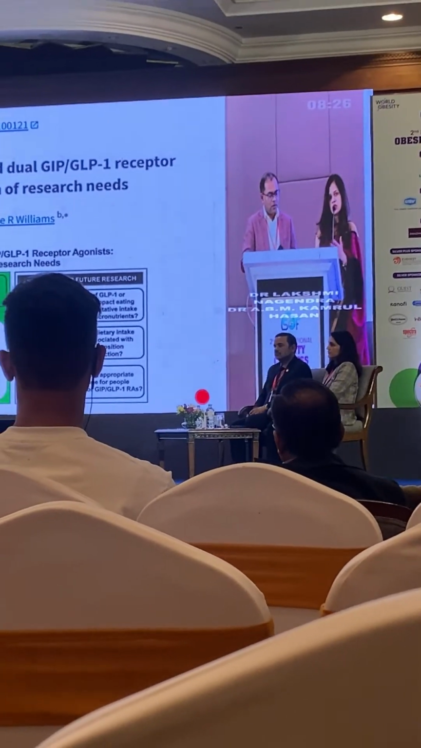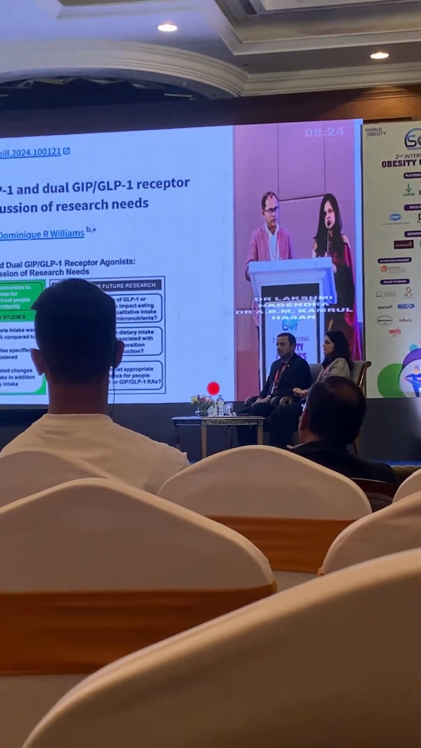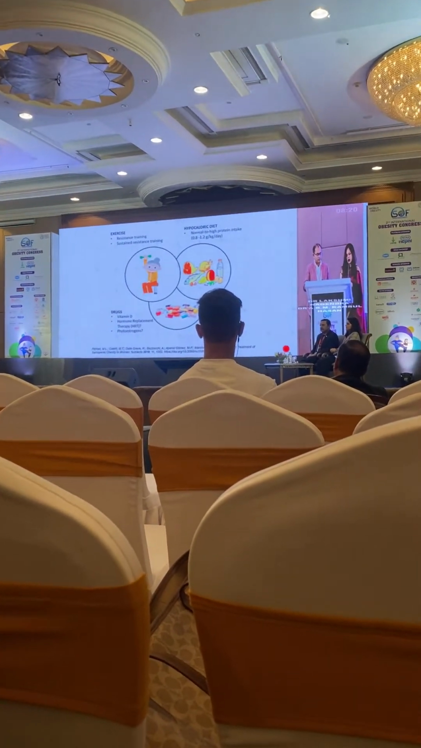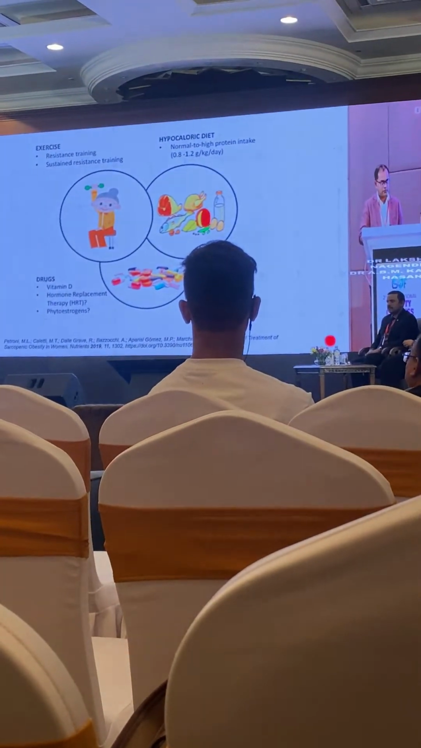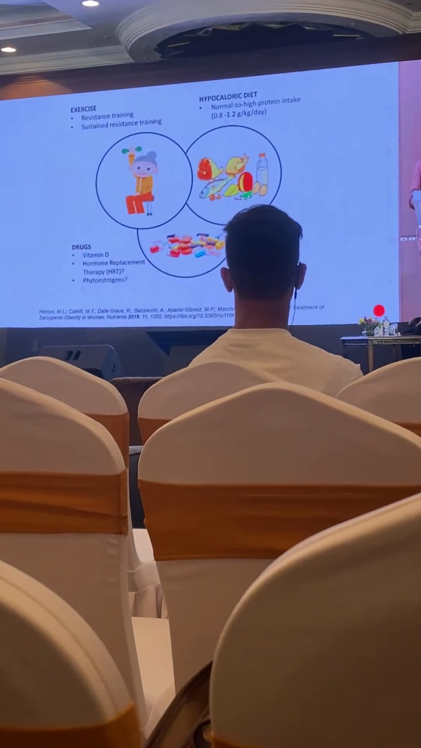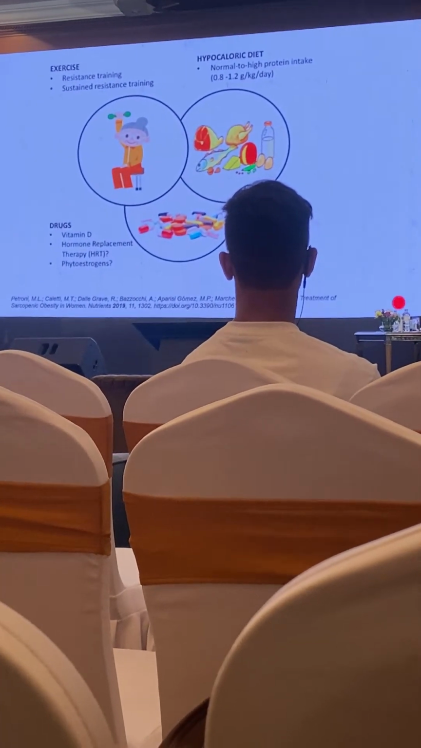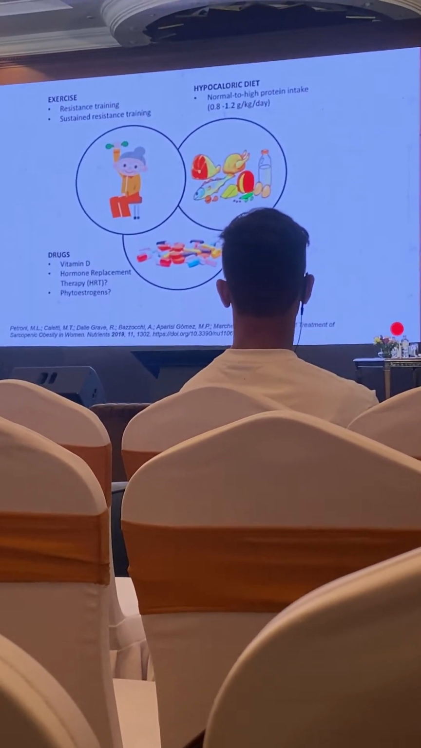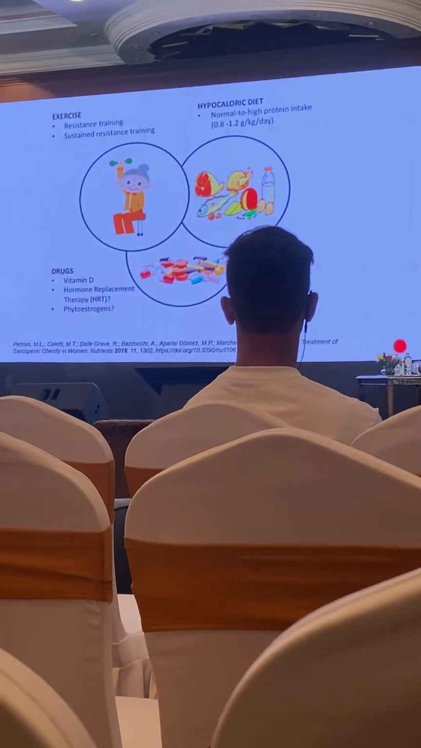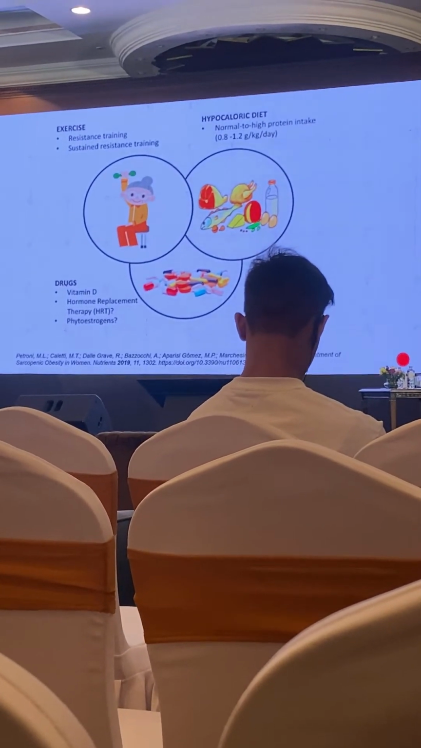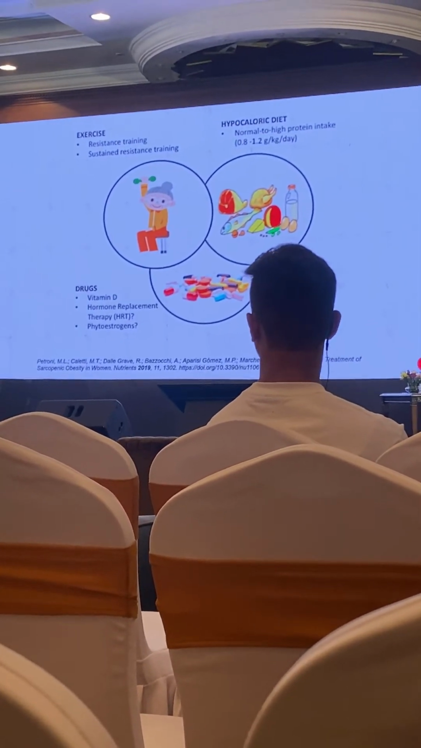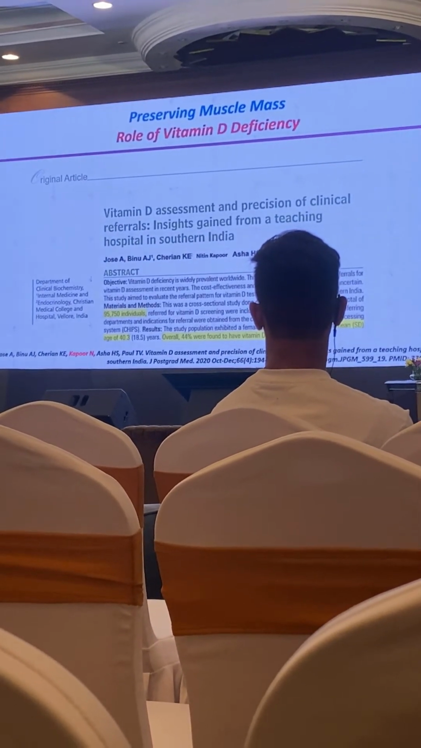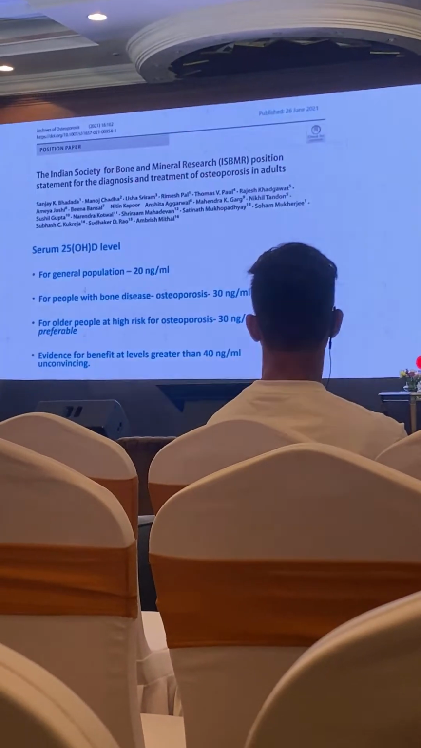So how do we circumvent this? When we start our patients on GLP-1, it's very important to look at the nutritional aspect, what they're consuming, and also stress on exercise and drugs. For example, vitamin D replacement in patients with obesity, especially candidates who are going to start GLP-1 analogs, is very important. When you talk about exercise, resistance training is very important for bone and muscle as well. And of course, like I said, vitamin D: measure it and optimize it before you start your patient on GLP-1 analogs.